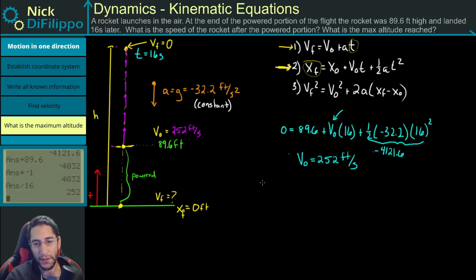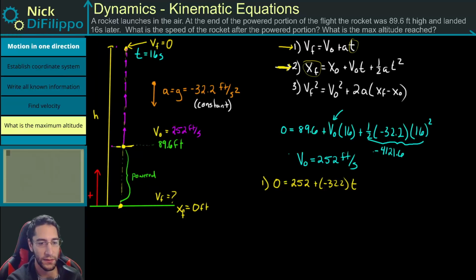So let's do that. First, let's apply equation 1. When we apply equation 1, we get our final velocity is 0, equal to our initial velocity, which is 252, plus this minus 32.2 times time. This will get us 252, move it to the other side of the equation, divided by minus 32.2, and it takes 7.8 seconds to get to the top. So t is equal to 7.8 seconds.